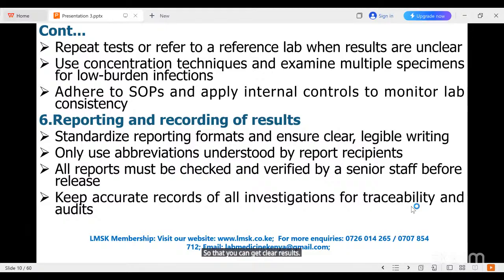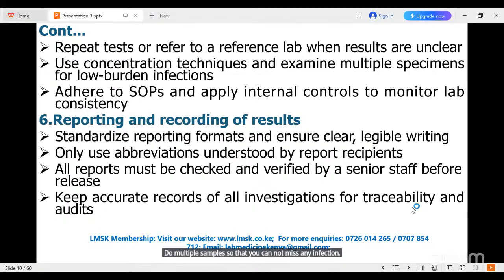Use concentration techniques and examine multiple slides when it comes to low burden infections. Some infections like schistosomiasis, you don't get several ova in a single stool sample. You need to examine multiple stool samples so that you can harvest more. And sometimes you might miss, and actually the symptoms are directly related to schistosomiasis. So you can do concentration techniques or you can do multiple samples so that you do not miss an infection.